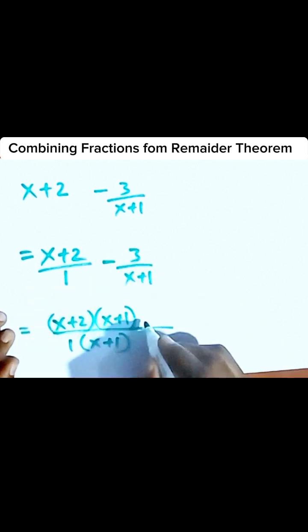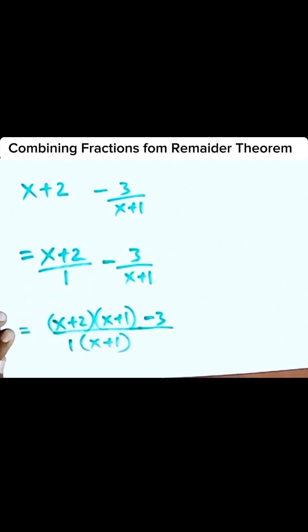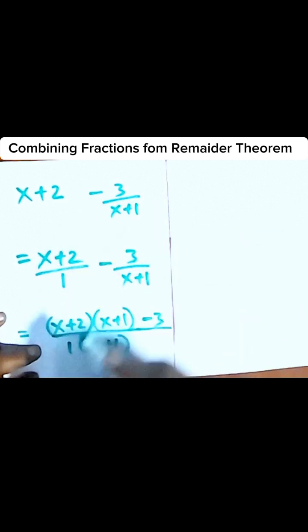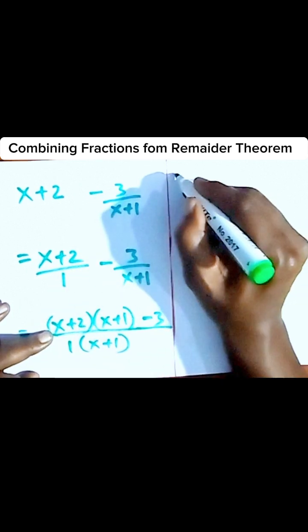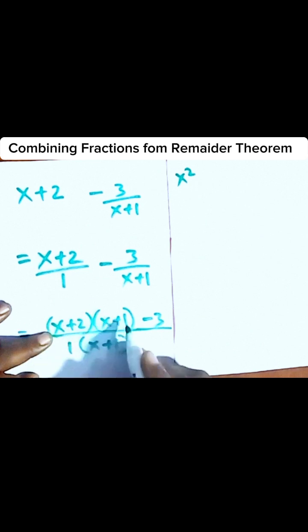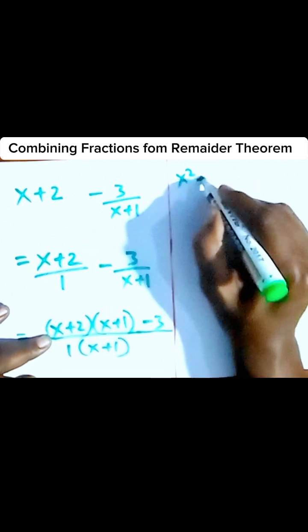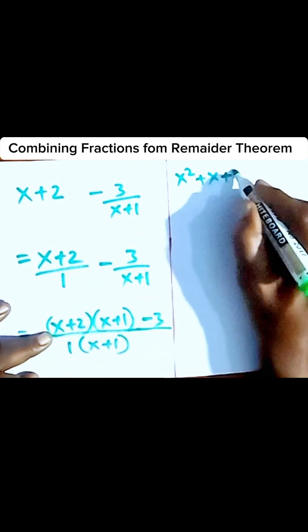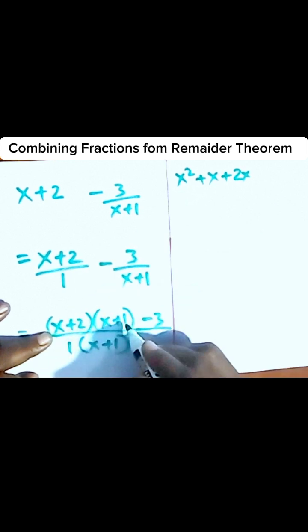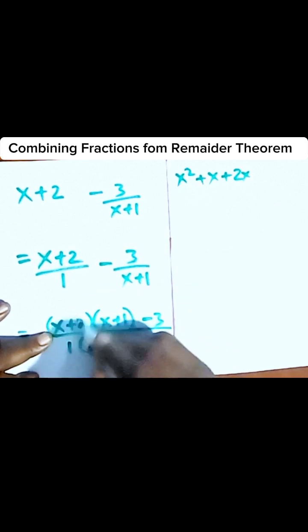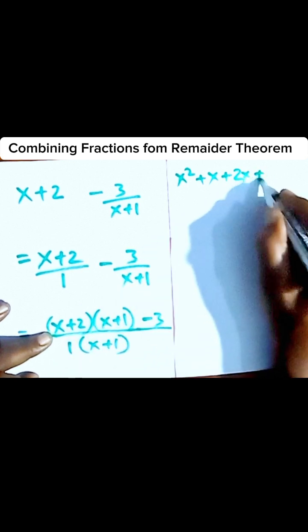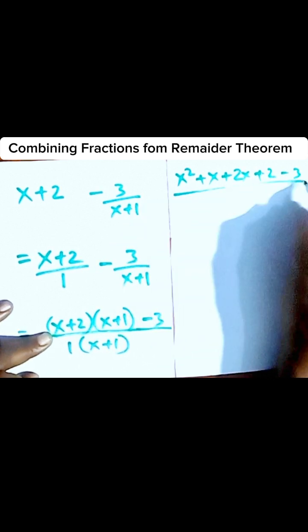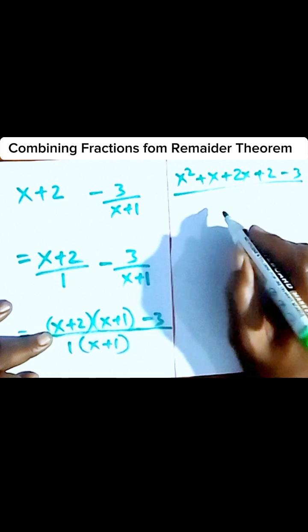Then 1 times minus 3 will just give you minus 3. So all I would do is to expand the upper part of it. So x times x, there you get x squared. x times 1, you get plus x. Then 2 times x, you get plus 2x. And then 2 times 1, you get plus 2. And the remaining thing there is minus 3, all over x plus 1.